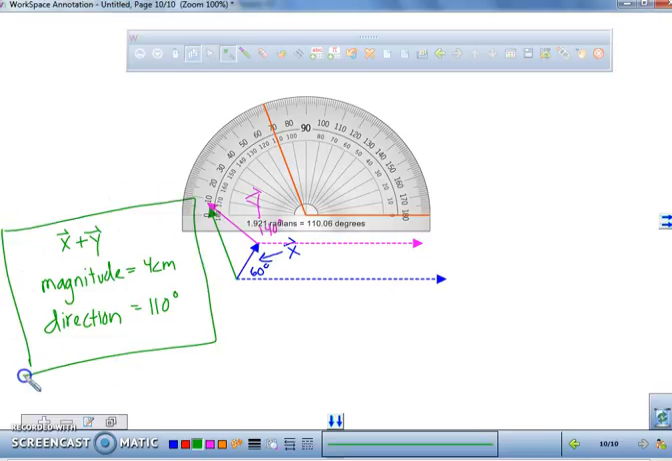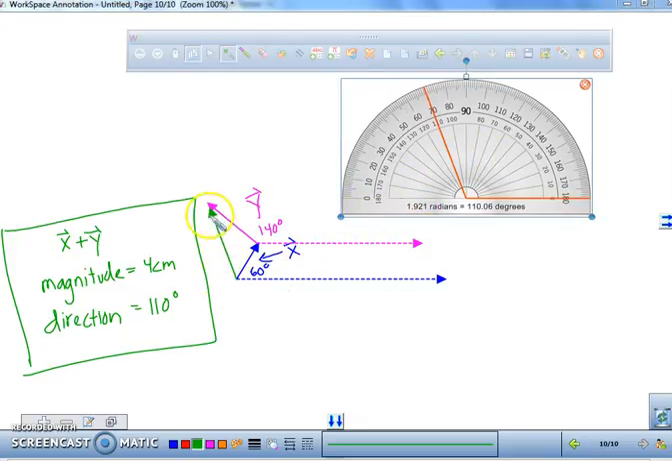This is my final answer. There's the magnitude, there's the direction, there's the picture that goes with it. What does this green ray right here represent? That's the resulting vector of adding vector x to vector y. We'll worry about subtraction next week.